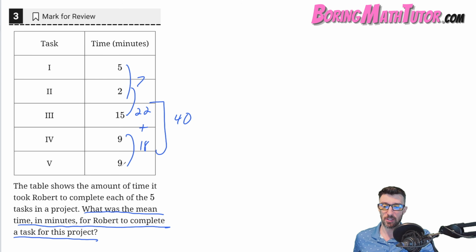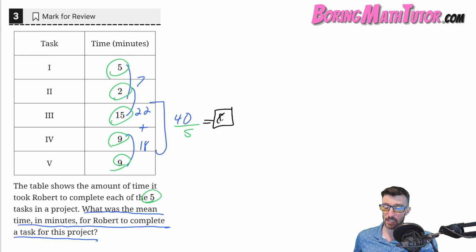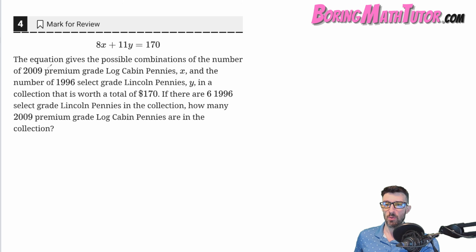But then we have to divide by the number of numbers that we just added up, which of course is 1, 2, 3, 4, 5. 40 divided by 5. You don't need Desmos for that one. Moving on to 4. Let's read the actual question.